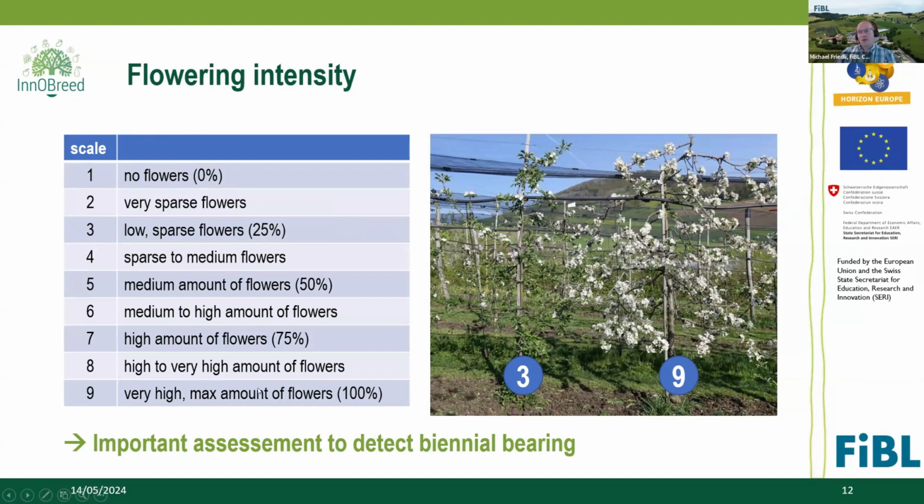And this is really something important, especially for organic production, because with this assessment, you can really detect if a new variety or a breeding number shows some biennial bearing. And this is really crucial to know for organic production, because in organic production, we don't have so many different possibilities to handle this if you have varieties with a strong biennial bearing habit.